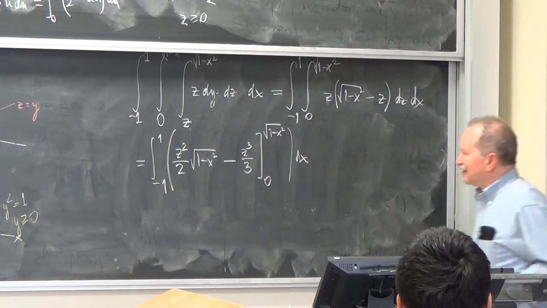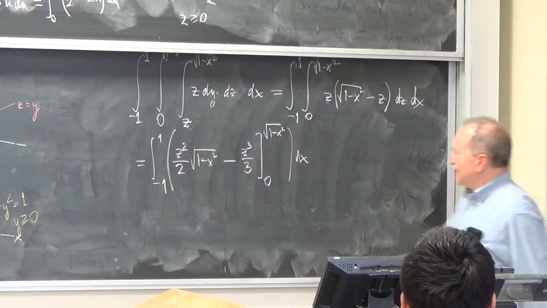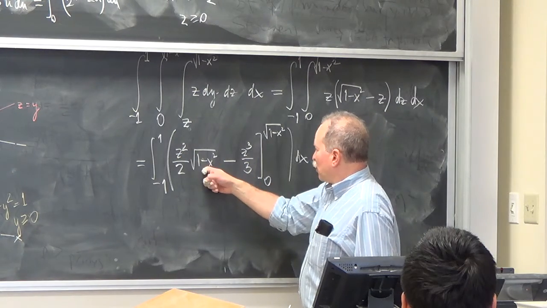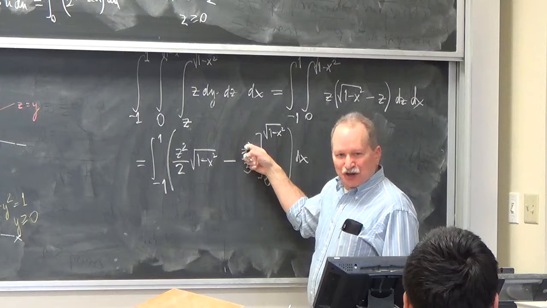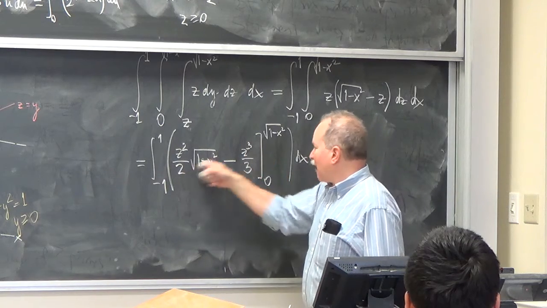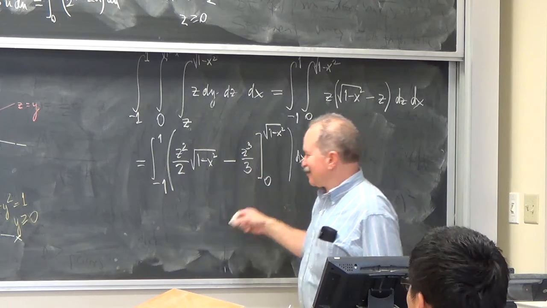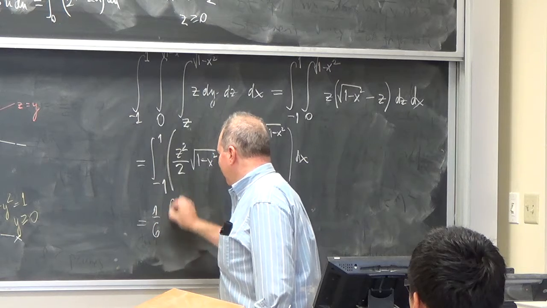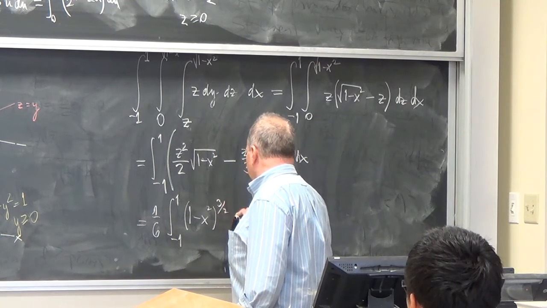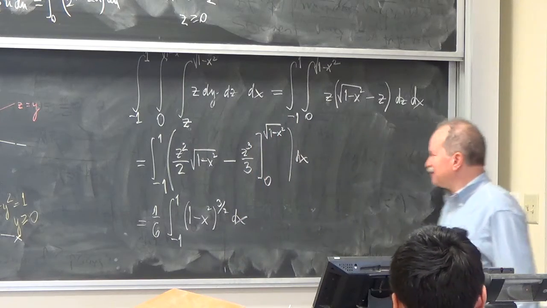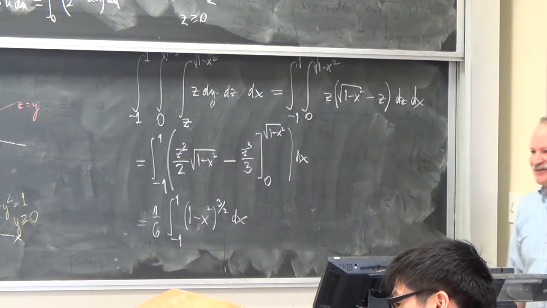So what do you see? 1 minus x squared to the 3 halves. Yeah, you're going to get the square root of 1 minus x squared cubed minus the square root of 1 minus x squared cubed. But you have a 1/2 minus a third. So we're back to our original integral. Didn't help.